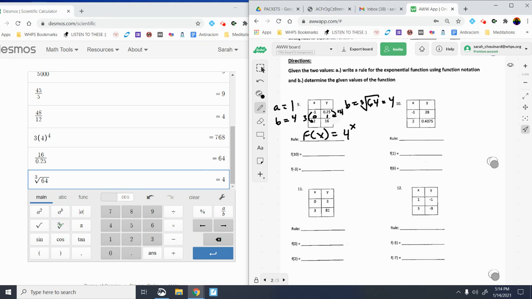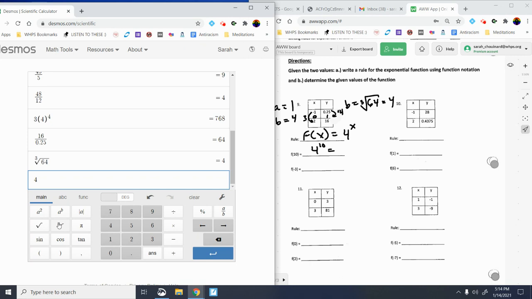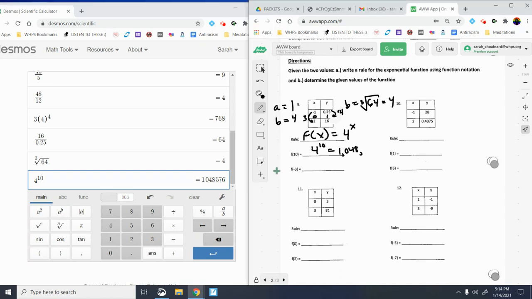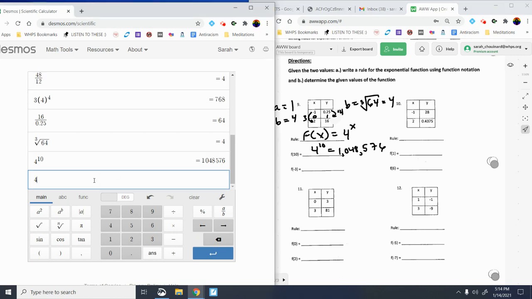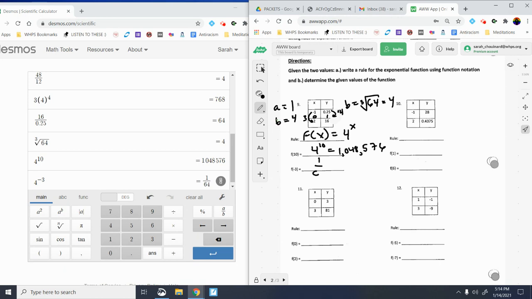F of 10 means I'm going to plug in 10 for x. This is going to be a pretty big number, I think, because anything raised to the 10th power gives us a pretty big number, which it is. It's 1,048,576. If I raise it to the -3rd power, I know that's going to give me a fraction. Desmos, by hitting this button, gives me a fraction, which is much nicer than that long decimal I just got. This button gives me the fraction form, which makes sense because anything raised to a negative power is the reciprocal. So it's 1/4 to the 3rd. That kind of makes sense.